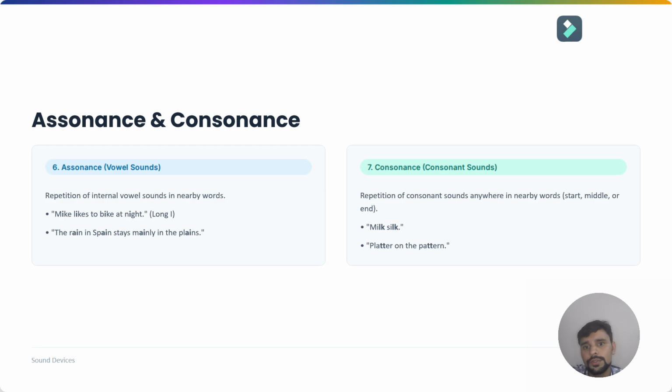Now consonants. Consonance refers to repeated consonant sounds anywhere in nearby words, beginning, middle, or end. So remember, alliteration is usually concerned with repeated initial consonant sounds. Consonants can occur more broadly within words. Assonance focuses on vowel sounds. Think: A is for assonance, and it is A, E, I, O, U, which are vowels. And C is for consonance, which is consonants. It is a simple memory aid, but it can save you time in an examination.